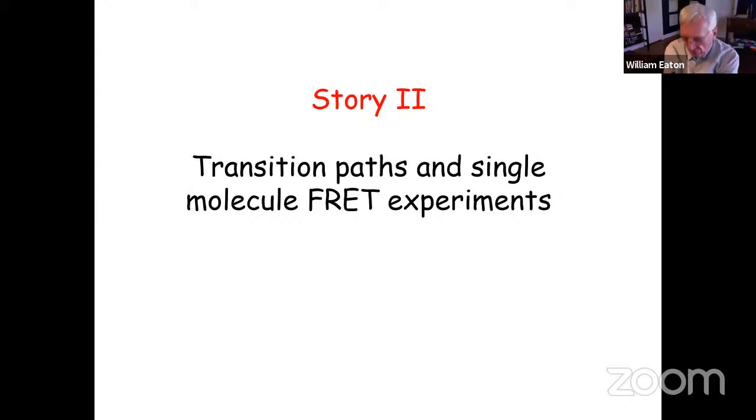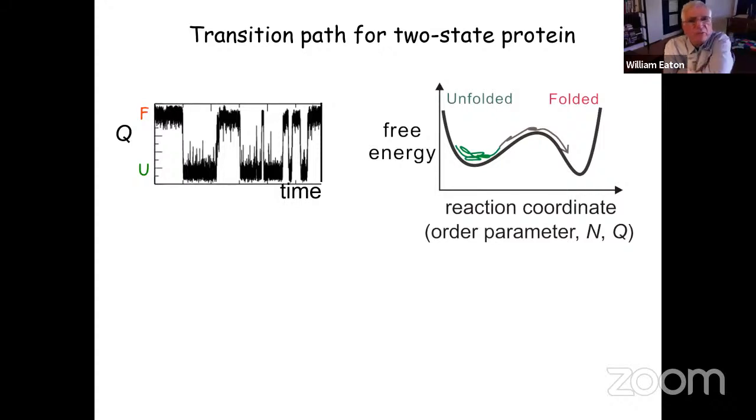So this takes me to my second story, which is about transition paths and single molecule FRET experiments. Let me just tell you briefly what's meant by a transition path by considering a two-state protein, where we're using Eugene's Q as the reaction coordinate and following, say, an MD trajectory in time, where Q is high when it's folded and low when it's unfolded, and it's bouncing back and forth between these two states. It starts to climb the barrier, falls back down. And in a landscape picture, what's going on is that this jump is the barrier crossing.